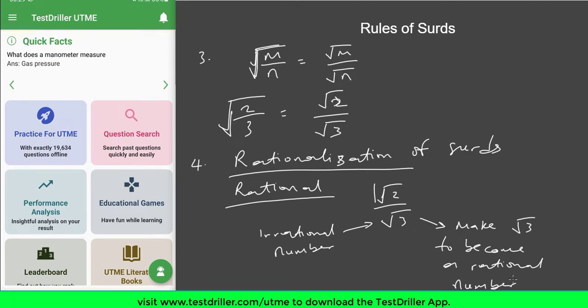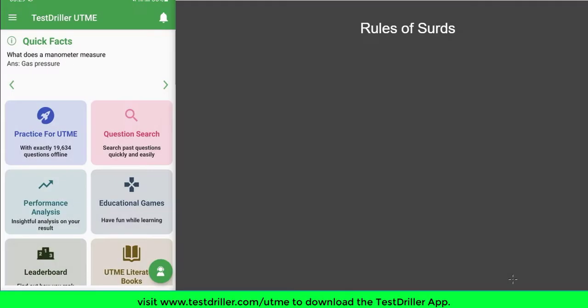So let's look at the rules guiding rationalization of surds. Let's take a look at this scenario. If you have 2 root 2 over root 3, and you want to rationalize this, and you're asked to rationalize, right?